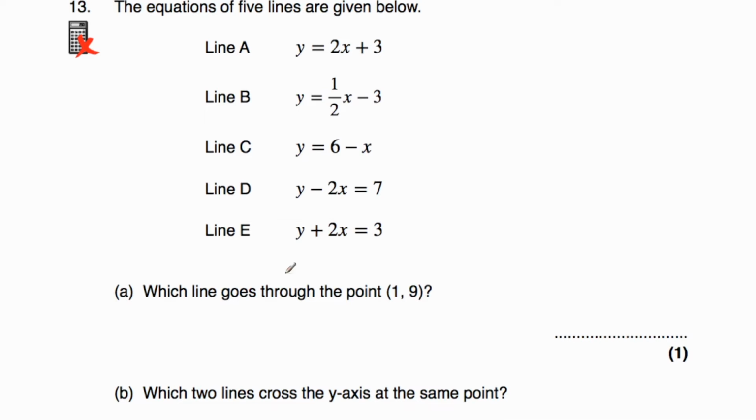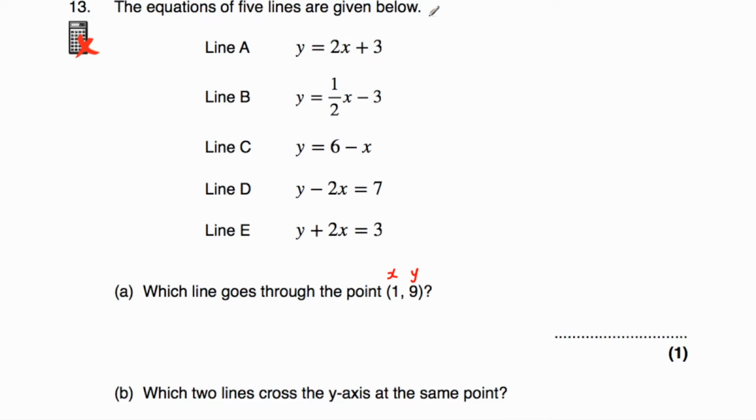And the first question says, which line passes through the point 1, 9? In other words, the point that has an x coordinate of 1 and a y coordinate of 9. Now there's a couple of different ways we can do this. One is we can substitute x equals 1 and y equals 9 into each one of these equations and see which one works out to be the correct one. Or another way could be to substitute x equals 1 and see if we get y equals 9. That's the approach I'm going to do. I'm going to substitute x equals 1 into each of these and see what the y coordinate would be.